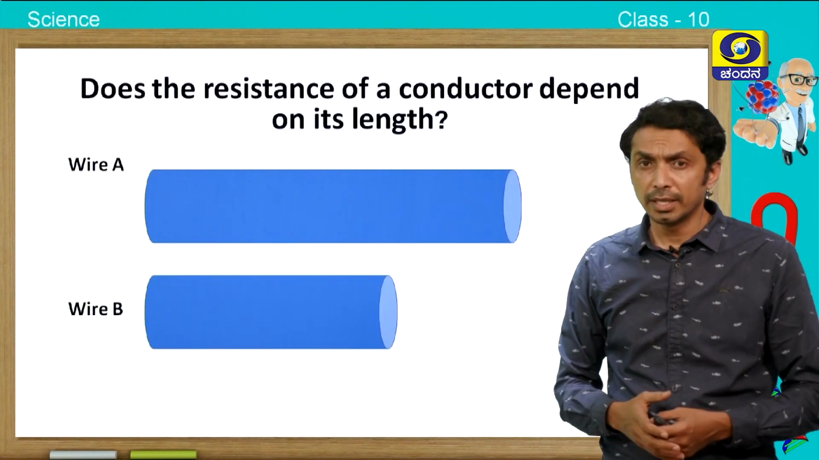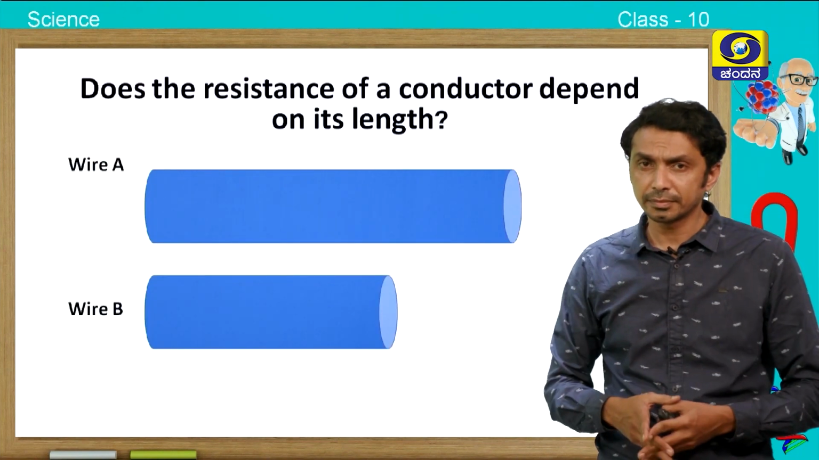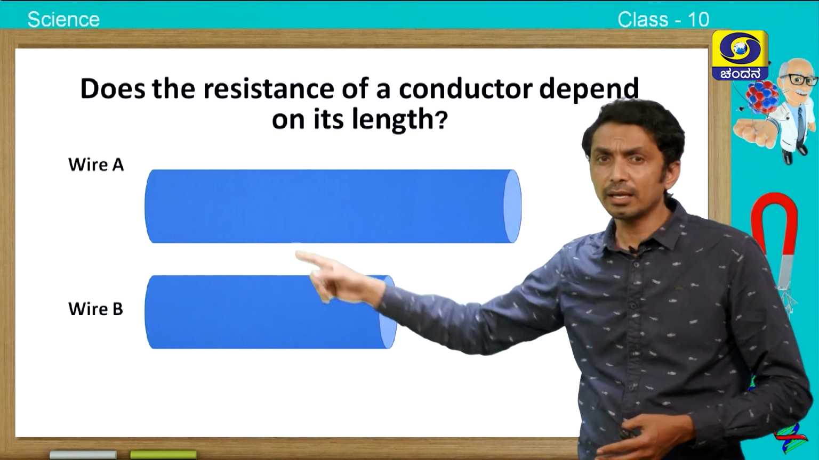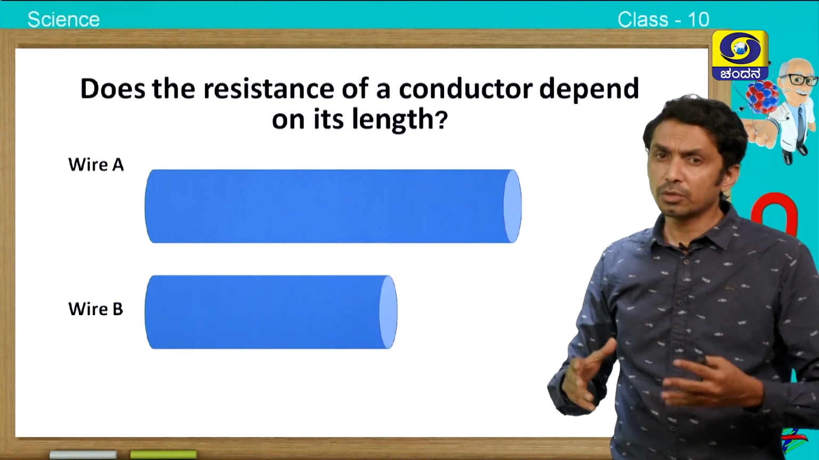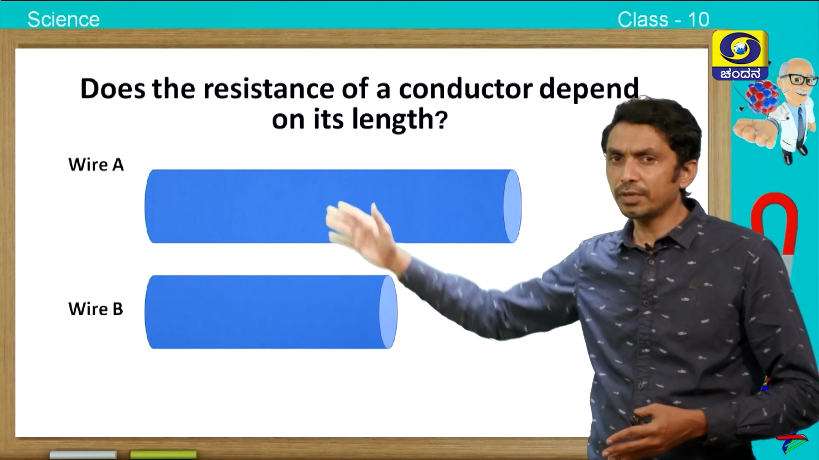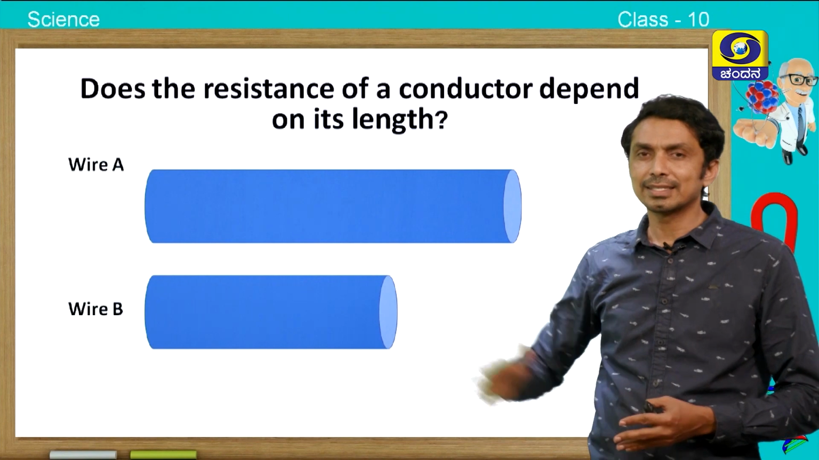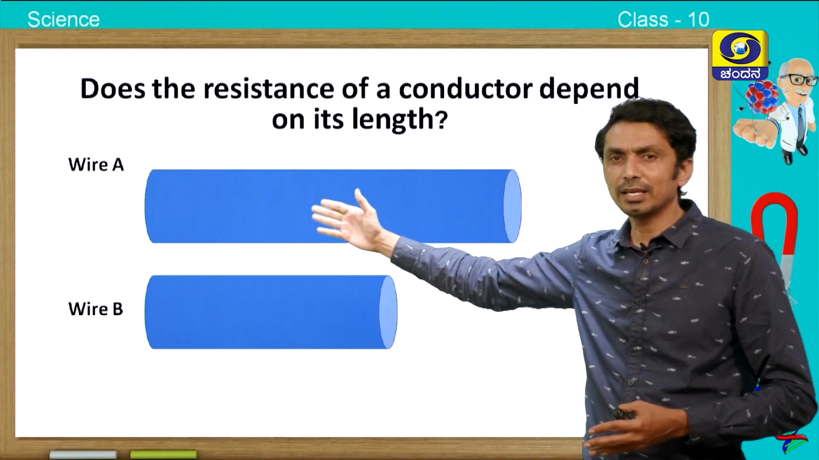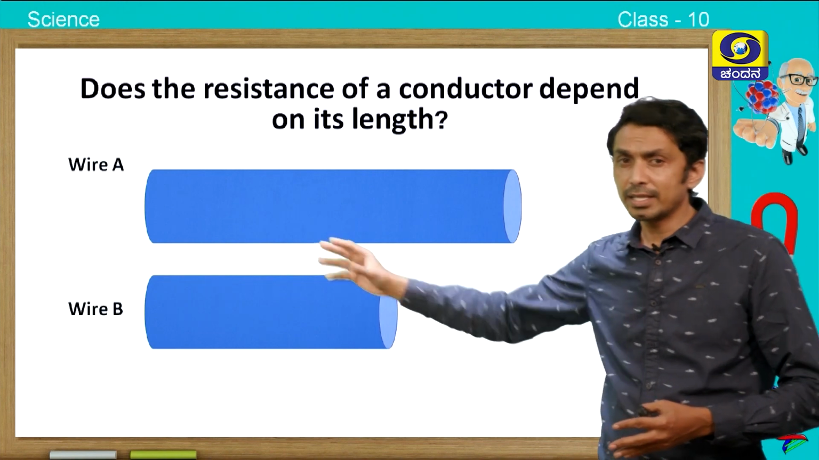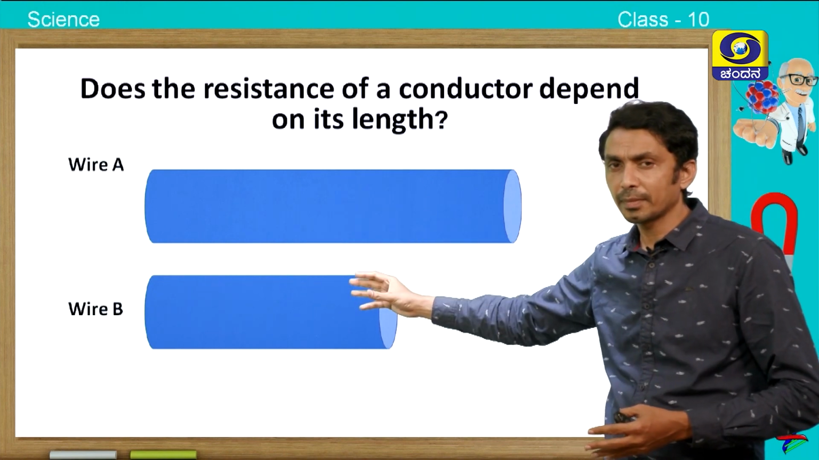Now children, here is a question. As you can see, these two are wires, wire A and wire B. The question is, if you look at the length, what do you feel here? Yes, the length of wire A is more than the length of wire B, whereas the thickness is the same.